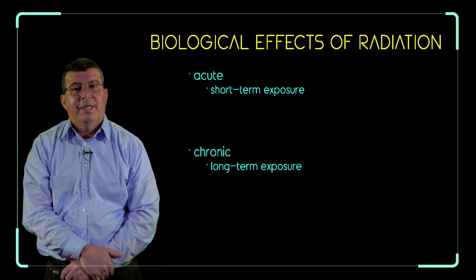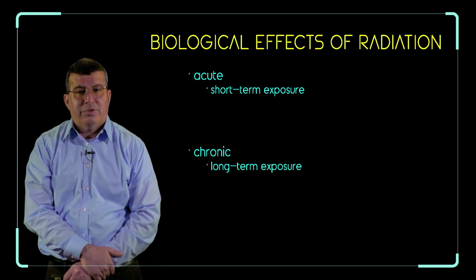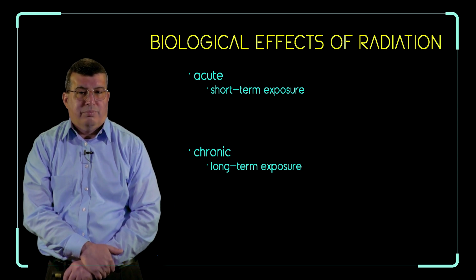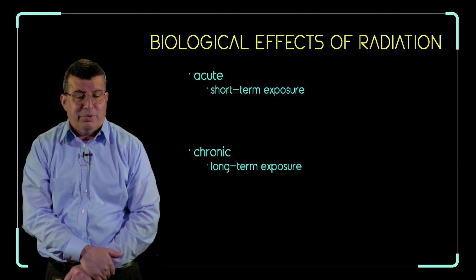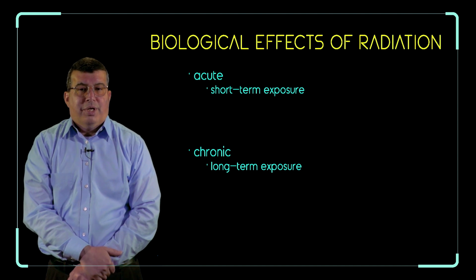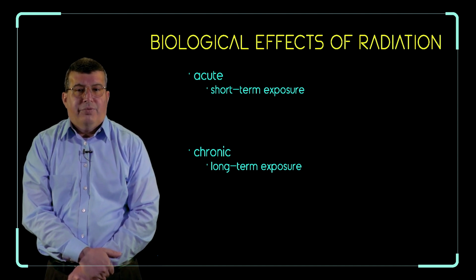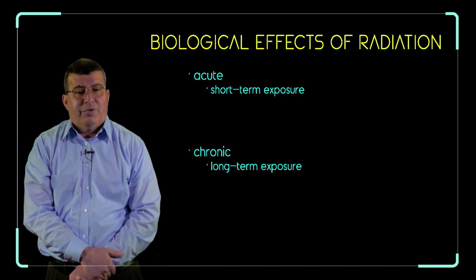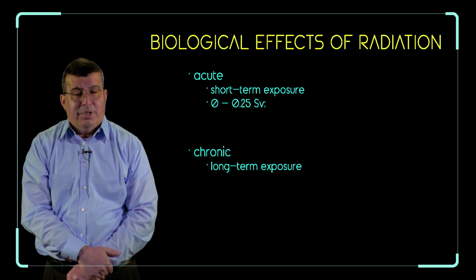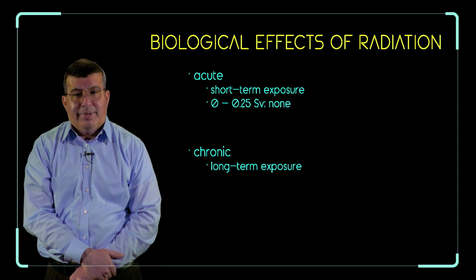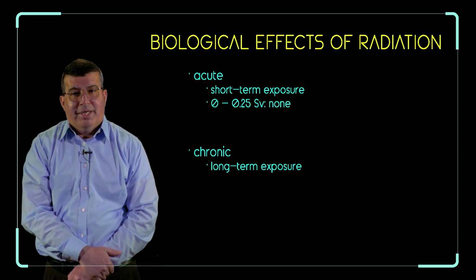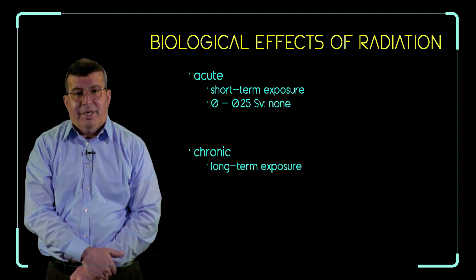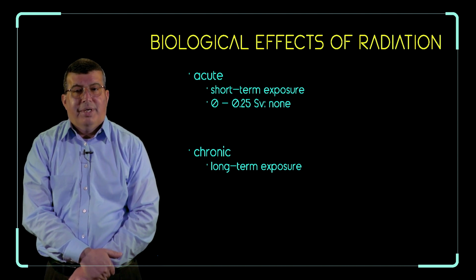So chronic is radiation that you receive throughout your lifetime. Acute is from a single or short period exposure. So for an acute radiation dose, if you receive an acute radiation dose of less than 0.25 sieverts, there's typically no effect seen. So less than 1/4 of a sievert, you're pretty safe.